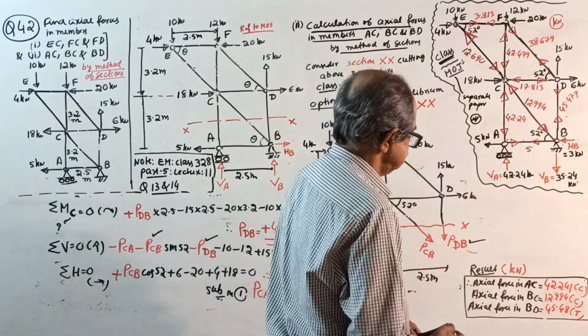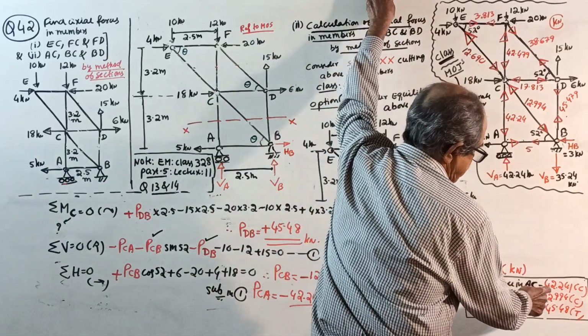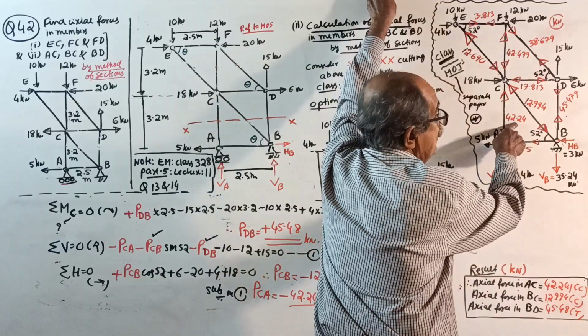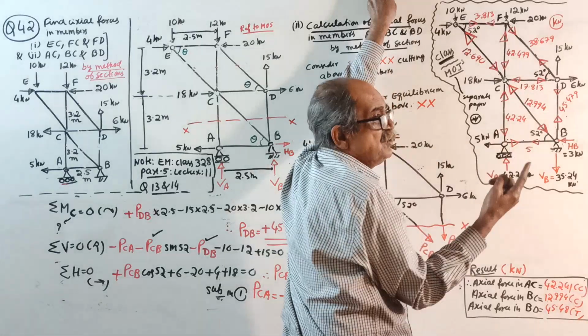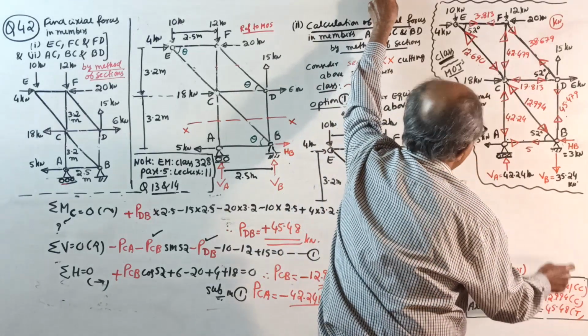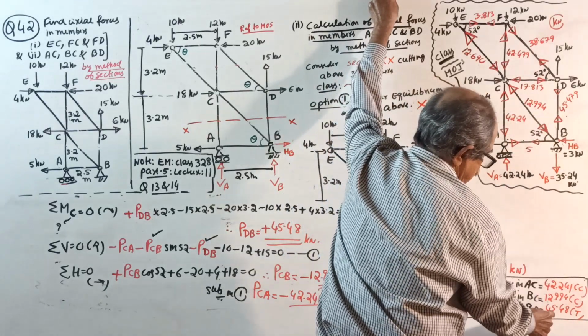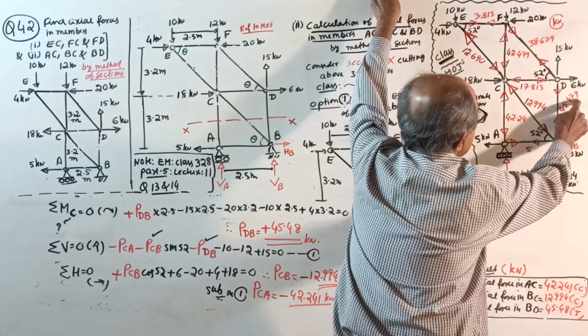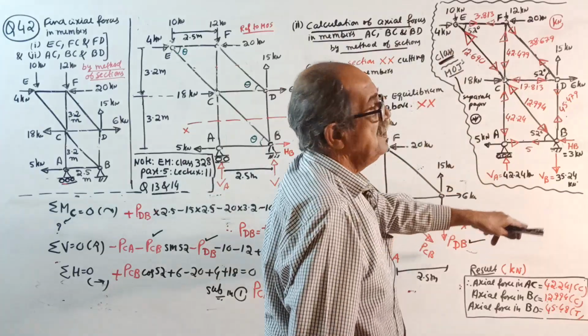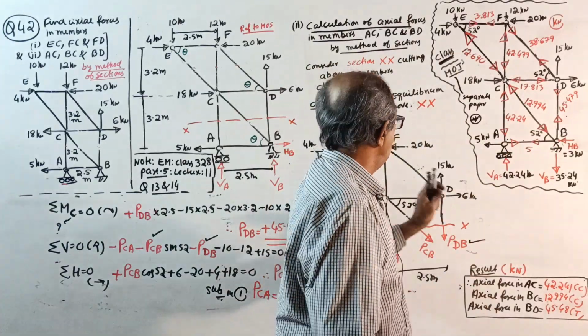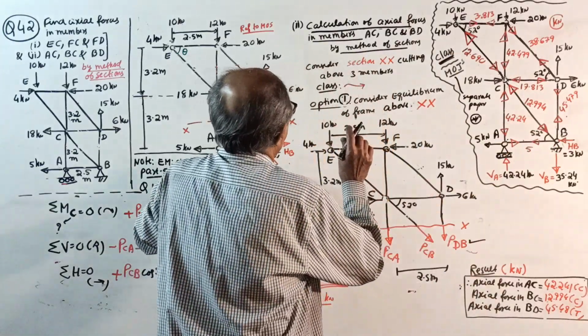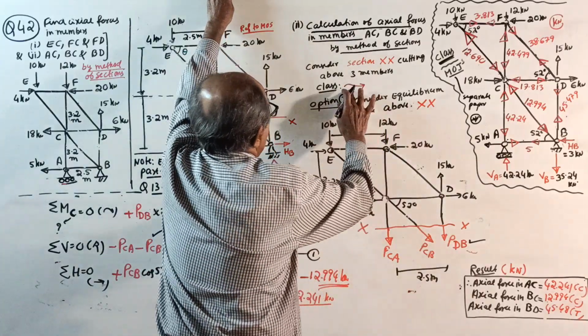Okay, check the answer now. See here, AC, 42.241. Yes, 42.24, not 1. Okay, 12.994, perfect. 45.48, 45.479, accurate is 48 only. Okay, over. Now, last part. I'll finish now only. Class.